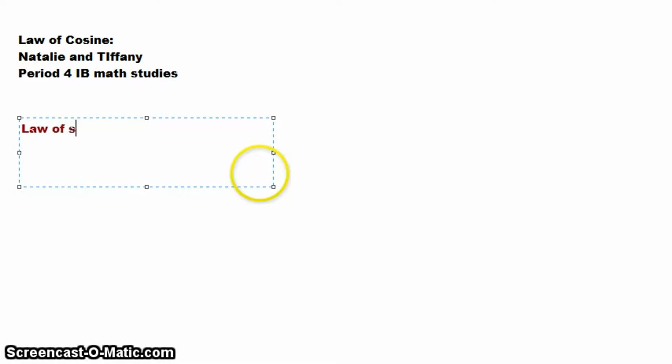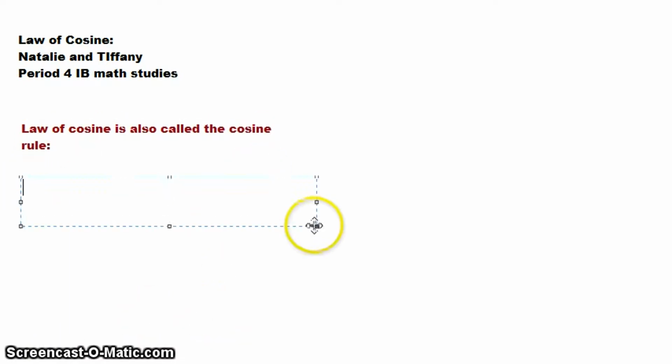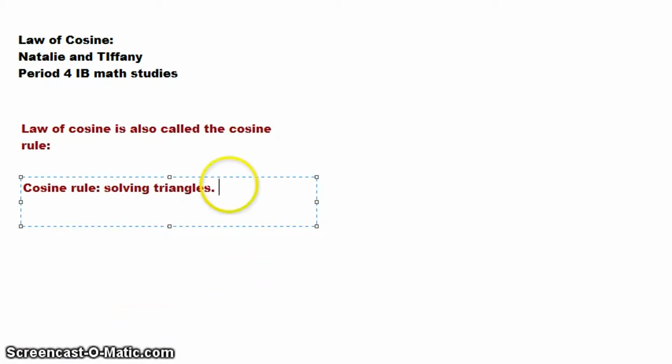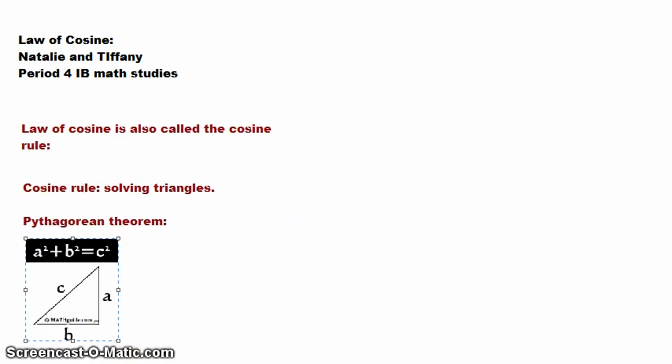So the law of cosine is also called the cosine rule. The cosine rule is used for solving triangles. It's a form of the Pythagorean theorem. It's based off of an extension of it. So the Pythagorean theorem is... So this right here is the Pythagorean theorem.